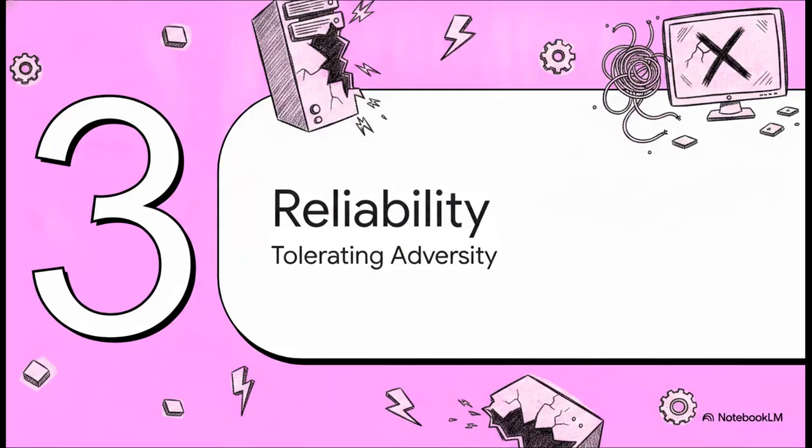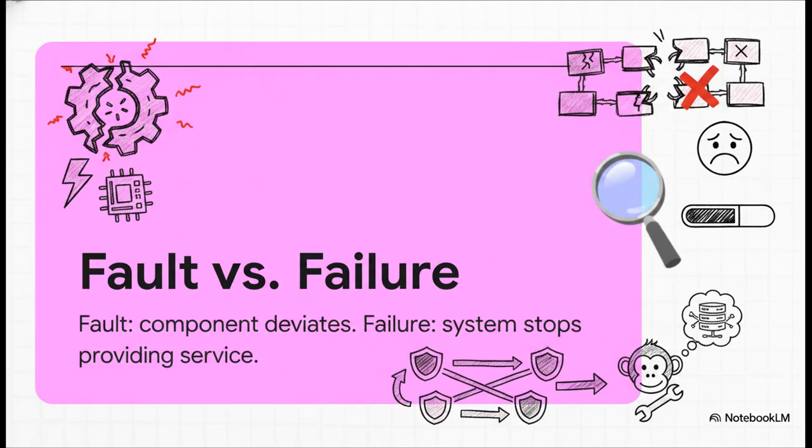Moving to Section 3, reliability and tolerating the inevitable. When you're dealing with massive scale computing, you kind of have to accept a hard truth right out of the gate. Something is always broken. It's literally impossible to build a system that prevents everything from going wrong. To really grasp this, we need to bust a common myth and clearly distinguish between a fault and a failure.